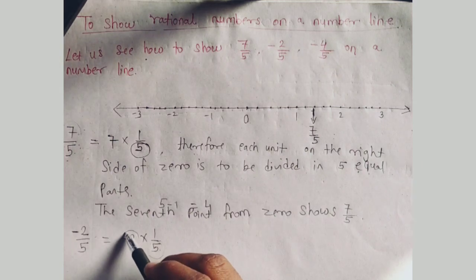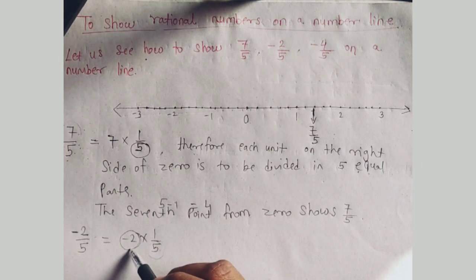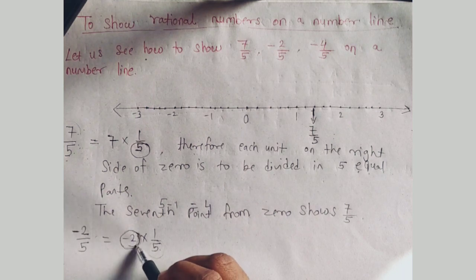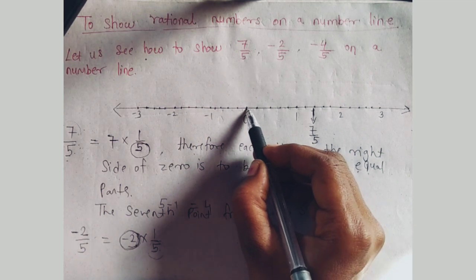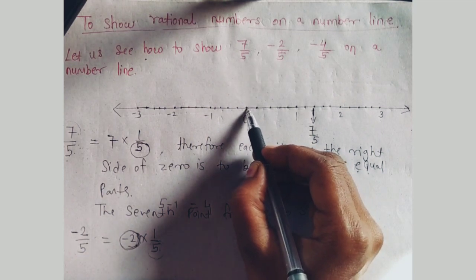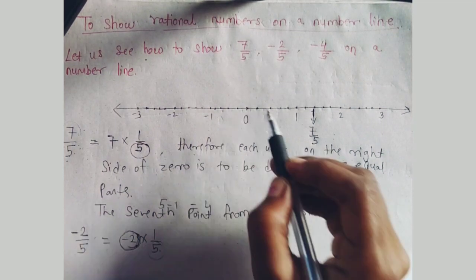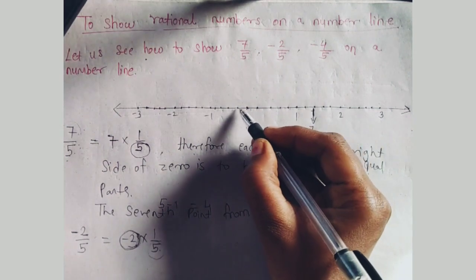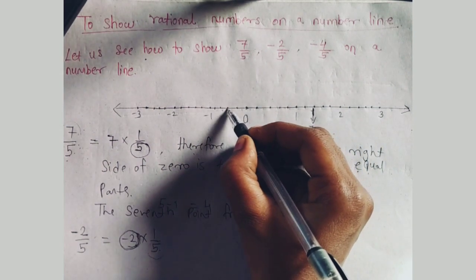Now, see, here we have minus 2. Now, start counting from the left side of the 0: 1, 2.